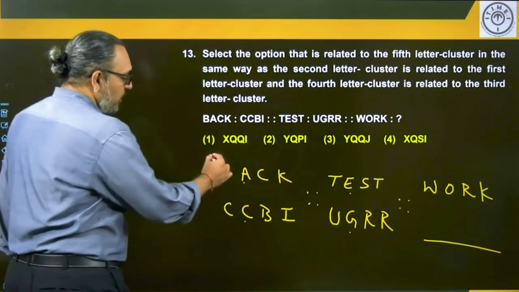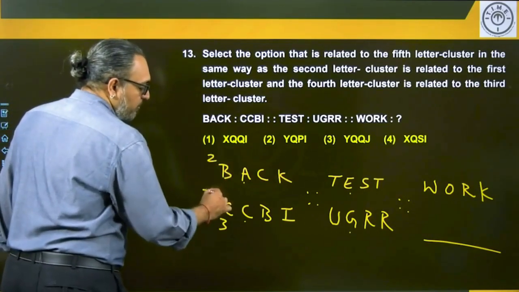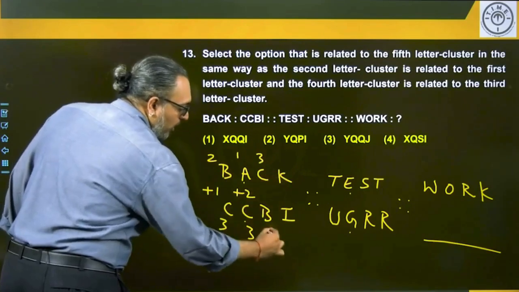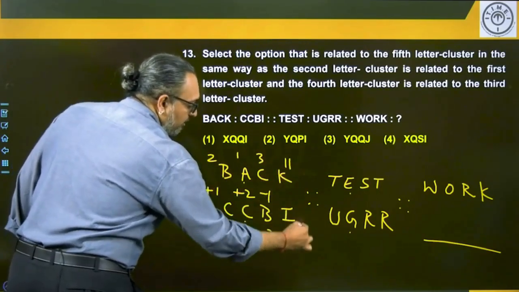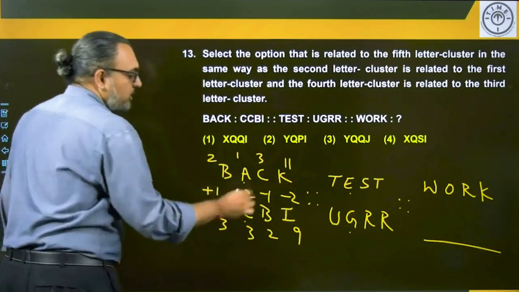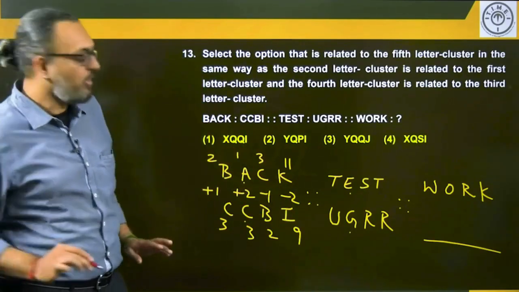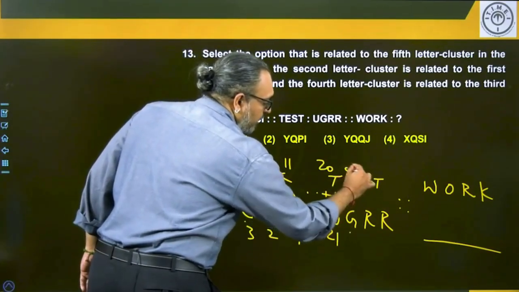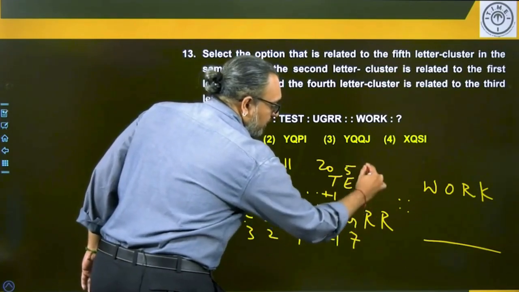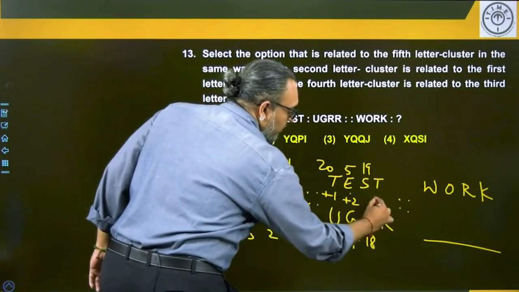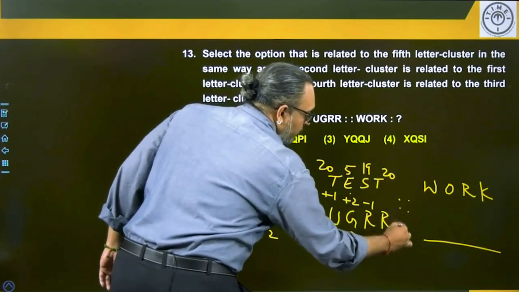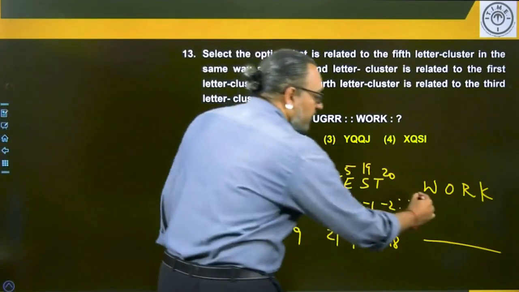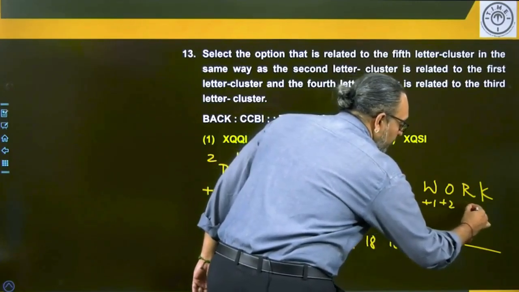Take the place values. So, you have a 2, you have a 3, so I can say plus 1. You have a 1, you have a 3, so I can say plus 2. You have a 3, you have a 2, so you can say minus 1. You have 11 and a 9, so minus 2. So, basically my logic is plus 1 plus 2 minus 1 minus 2. Is that same working here? See 20, 21, so plus 1, 5 and 7, so plus 2, 19 and 18, so minus 1, 20 and 18, so minus 2. Yeah, it is the same logic, plus 1 plus 2 minus 1 minus 2. That is what we do here.